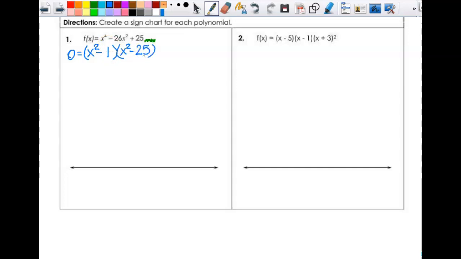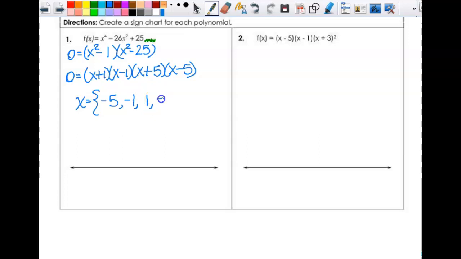All right, can I factor this more? Yes, I can. So 0 equals x plus 1 times x minus 1 times x plus 5 times x minus 5, or some other order of that is totally fine. When we write our zeros, it is a plus or minus, but in this case, I'm not going to do that because I want them in the exact order that will help me on my number line. So my smallest x is negative 5, then negative 1, then 1, then 5.